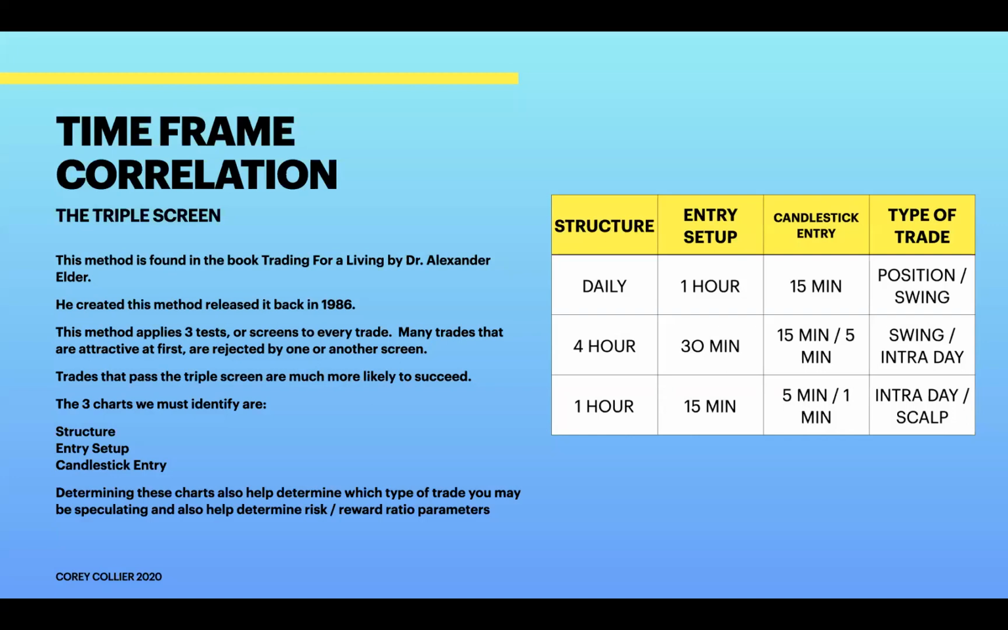In his book, he didn't really put a time frame correlation with it. This is my actual spin on it. He created this method and released it back in 1986, so it's been around for a little bit, right? This method applies 3 tests or 3 screens to every trade. Many trades that are attractive at first are rejected by one screen or another.